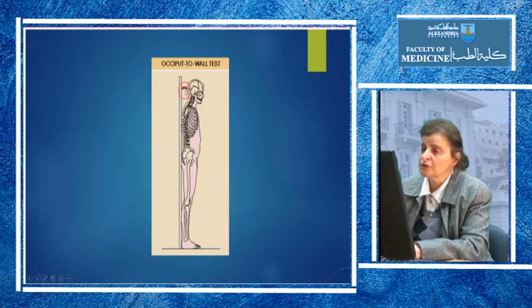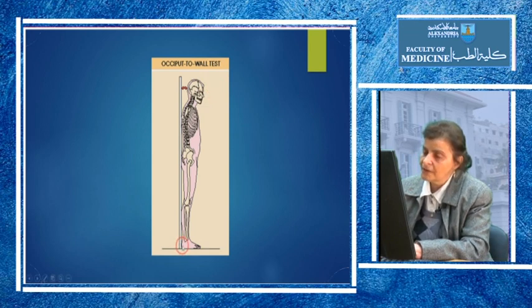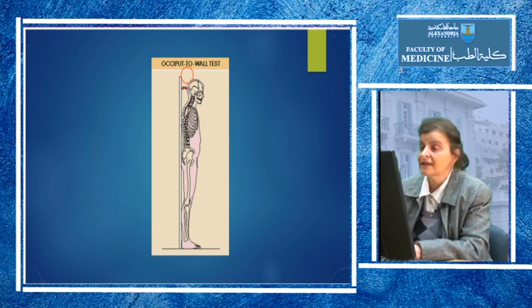This is a test that we do to see the range of motion of the cervical spine, known as the occiput to wall test. Normally we know that if we stand against the wall barefoot, our occiput should touch the wall. Here, as you see, there is a very big difference in this range. The greater this distance, the more severe is our patient, and we also use it to follow up our patients. When we give treatment and the patient gets better, the distance gets less.